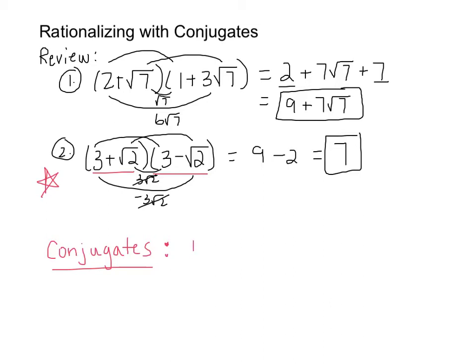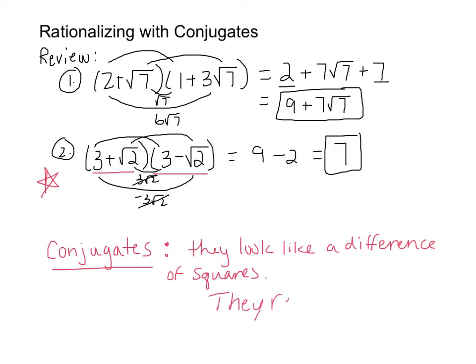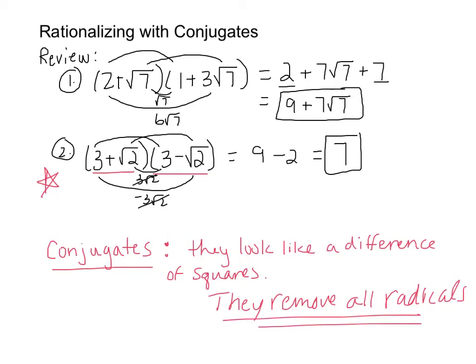But basically they look like a difference of squares, and they have a special purpose, especially when we're simplifying radicals. The main reason we use conjugates is that, as you noticed in that previous review problem, they remove all radicals. So this will be helpful. We just got done simplifying when dividing radicals and rationalizing the denominator. Now we're going to use this to rationalize the denominator when you have a binomial in the denominator.